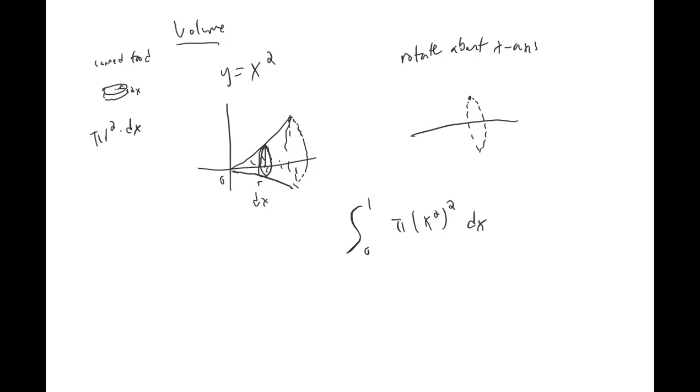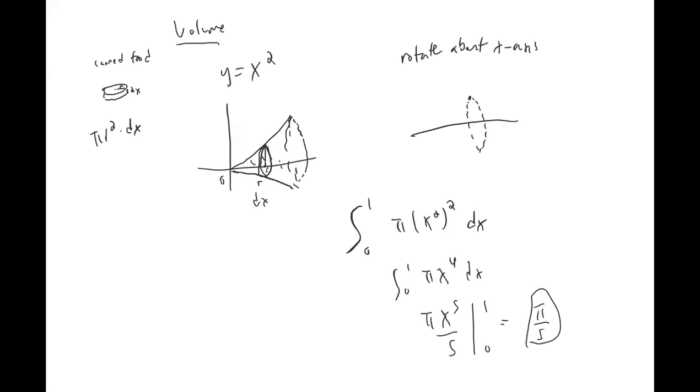Yes, no. So at this point, you know how to do this, right? It's just the FTC. It's nice because the 0 is 0. So pi over 5. Does everyone follow with this?